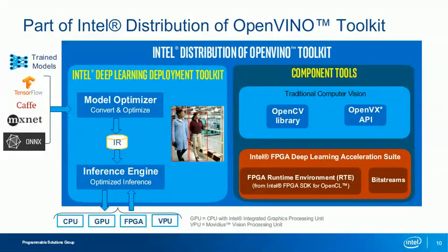The Deep Learning Deployment Toolkit can be targeted for many Intel hardware architectures, including FPGAs. When executing on the FPGA, the software layer, which is part of the DLA suite, is invoked, which programs the FPGA with bitstreams and is built on top of the FPGA OpenCL platform.